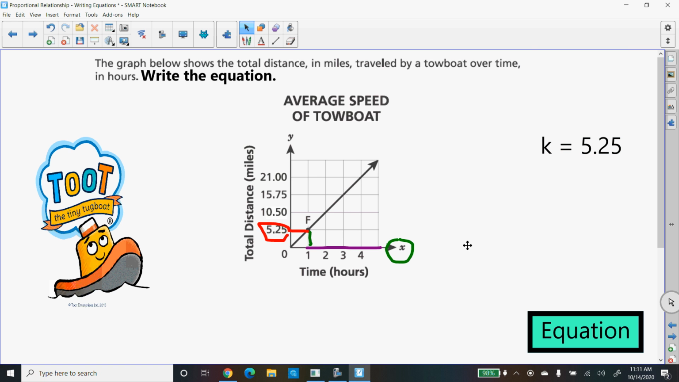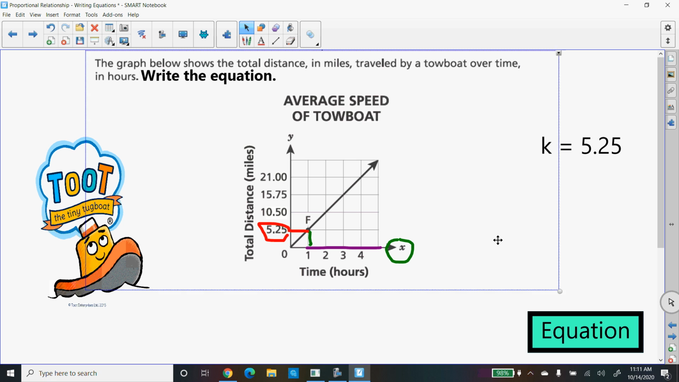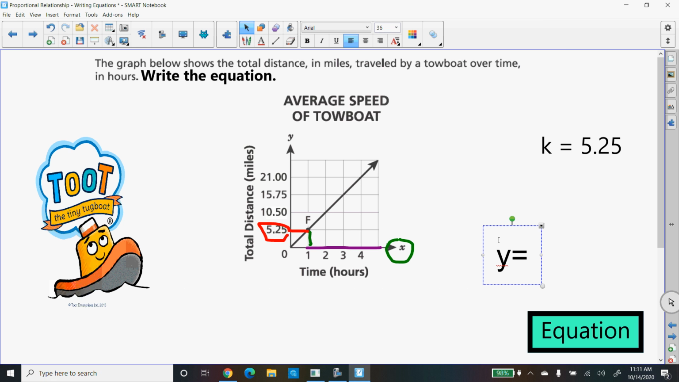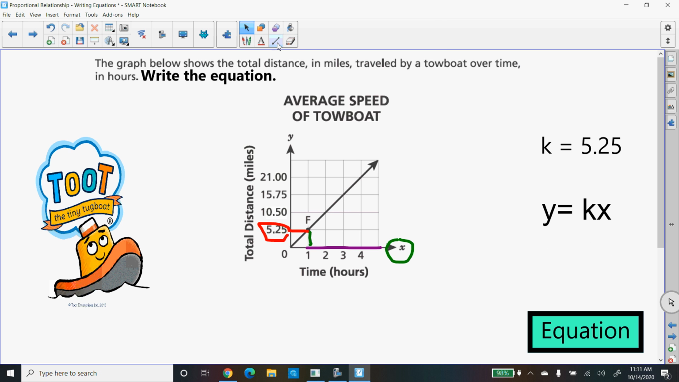Now you're just about done, because now that you know what the constant of proportionality is, all you got to do is replace the letter K with your constant of proportionality. So let's see, what again was the constant of proportionality? It was 5.25. So all I'm going to do is take that K out and put in 5.25. So I'll have my equation: y is equal to 5.25 with the letter x being multiplied by that. And that's it for writing an equation. So we used the graph and we found our equation that time.